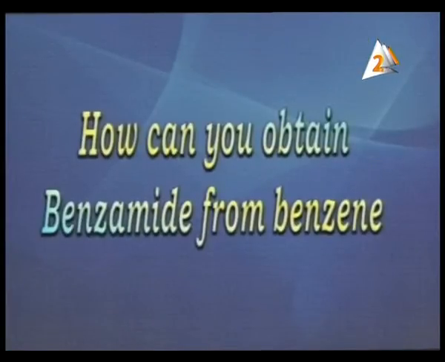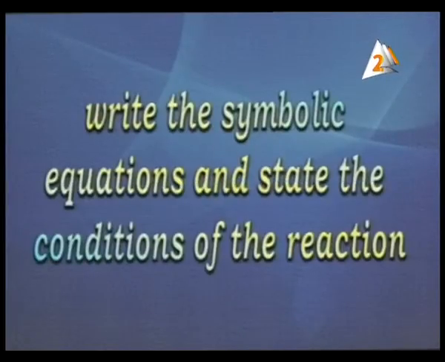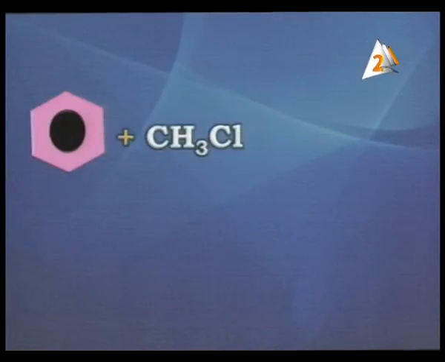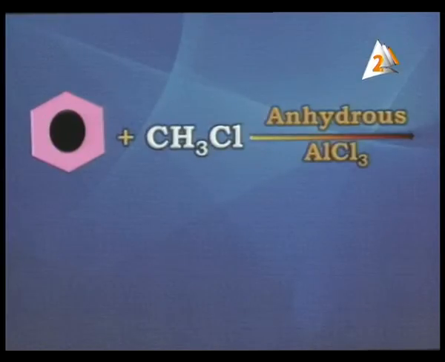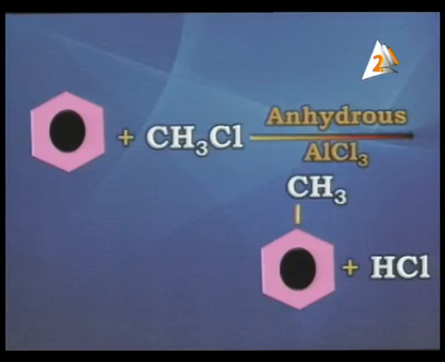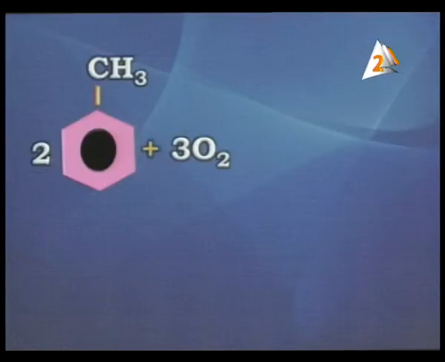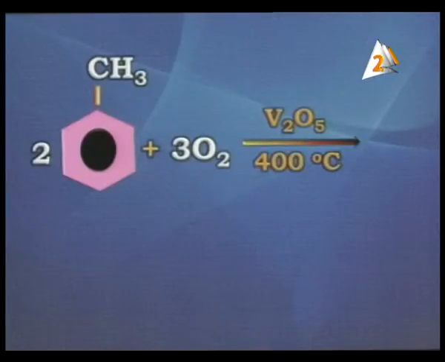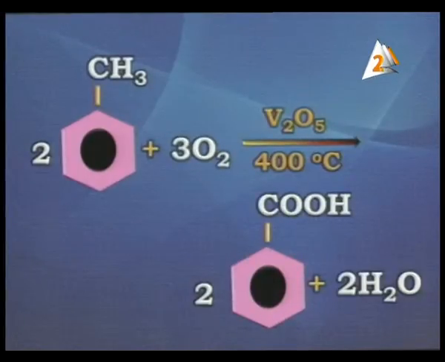Next question, my dear students. How can you obtain benzamide from benzene? Write the symbolic equation and state the condition of the reaction. As shown on the screen, benzene reacts with methyl chloride in the presence of anhydrous aluminum chloride. It gives toluene and HCl, which is called Friedel-Crafts alkylation reaction. Then toluene, upon oxidation with vanadium pentoxide at 400 degrees Celsius, it gives benzoic acid and water is produced as shown on the screen.